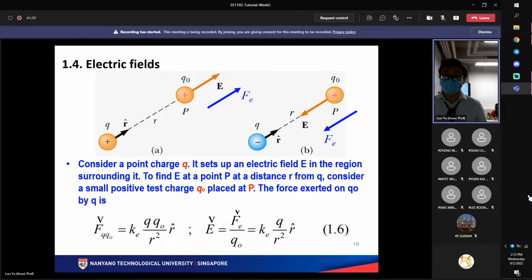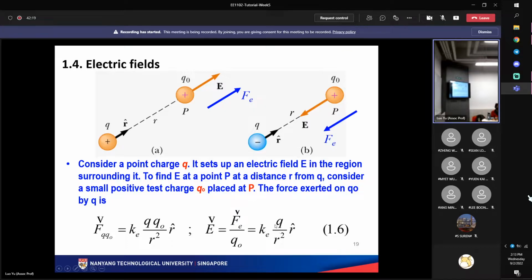So we already know that for a point source, if we have a source charge Q and test charge Q naught, its Coulomb force is given by this formula. Now, if you apply the definition of the electric field, E is equal to Fe divided by Q naught, then you get the electric field of this source charge Q is just equal to keq divided by r squared. This only depends on the source charge Q, no longer on the test charge Q naught. So the electric field of the source charge only depends on the distribution of the source charge itself.